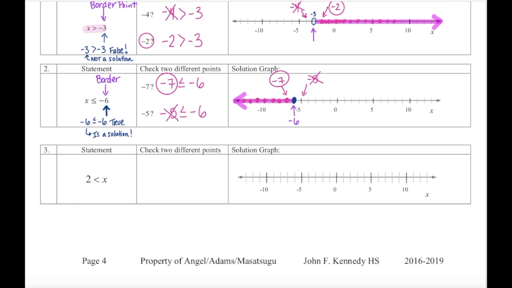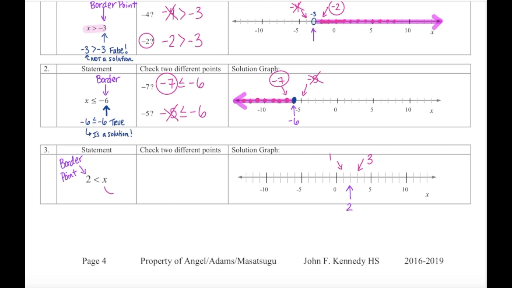Last one. Problem number 3 seems easy, but one thing I notice is that my border point is now on the other side. So let's go through this one again. My border point here is at positive 2, right there. The next step is going to check 2 points. I'm going to check a point to the right, which is 3, and a point to the left, which is 1. And only one of these can be true.